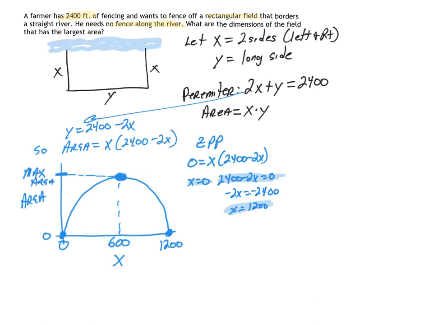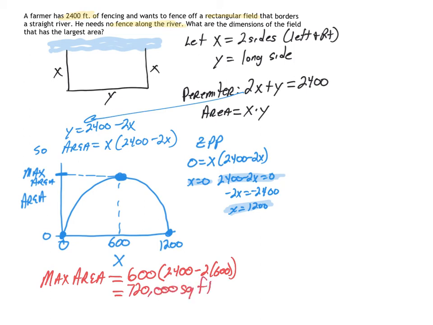Then my max area is when x is 600. So I'm going to go 600 times (2400 minus 2 times 600). And that comes out to be 720,000 square feet.